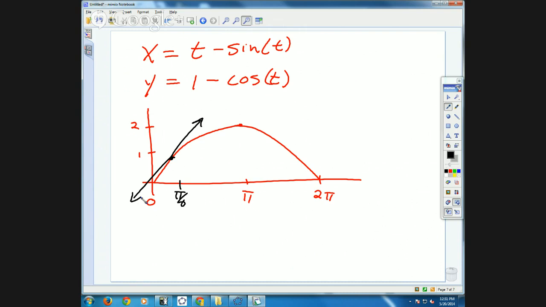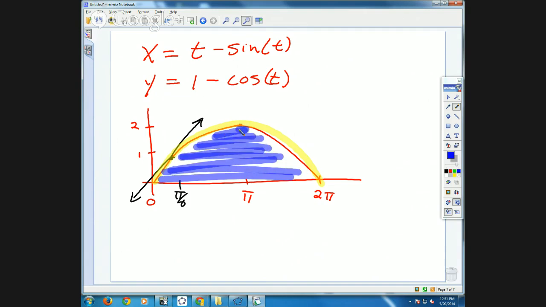Other things I'd like to know: that point traces out this curve, and I want to know how long this curve is. I would also like to know how much area is inside of this curve. So we're going to try to answer all three of those questions. We'll differentiate first, we'll find the area second, and then we'll go for arc length third.